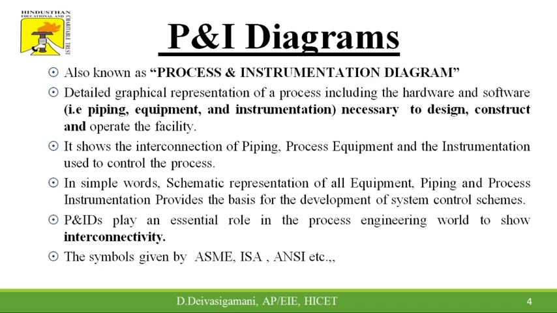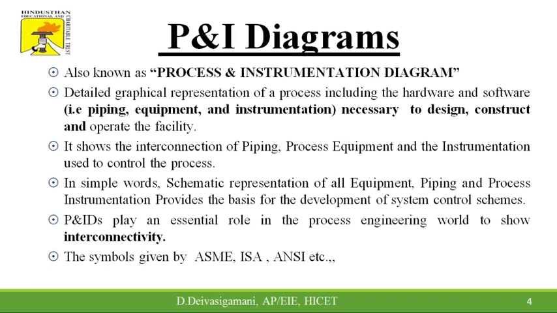P&I diagram is also known as process and instrumentation diagram. It's a graphical representation of process which includes all details of a process control plant. P&I diagrams are very useful in industries, especially for process control and chemical industries, in order to identify the instrument locations, sensors, and control functions, which ensure better understanding of plant.